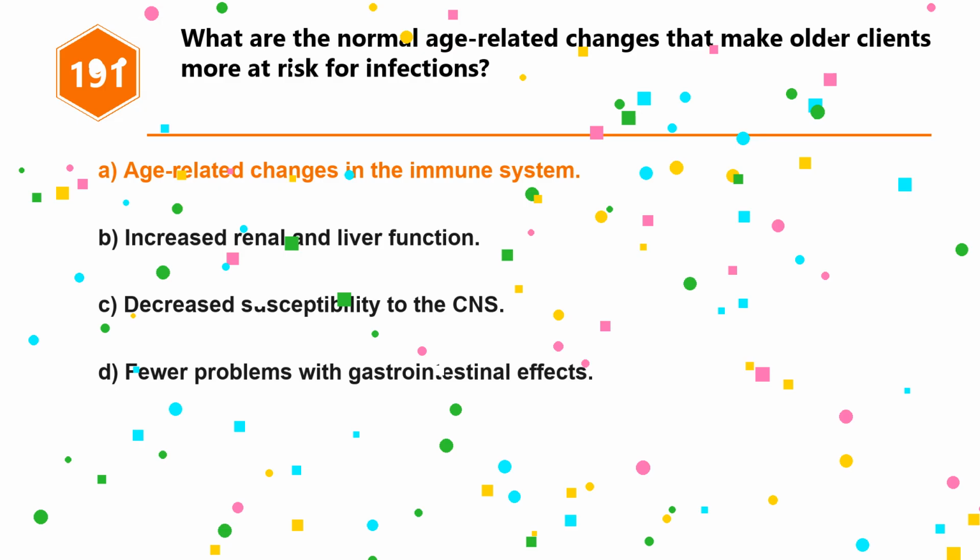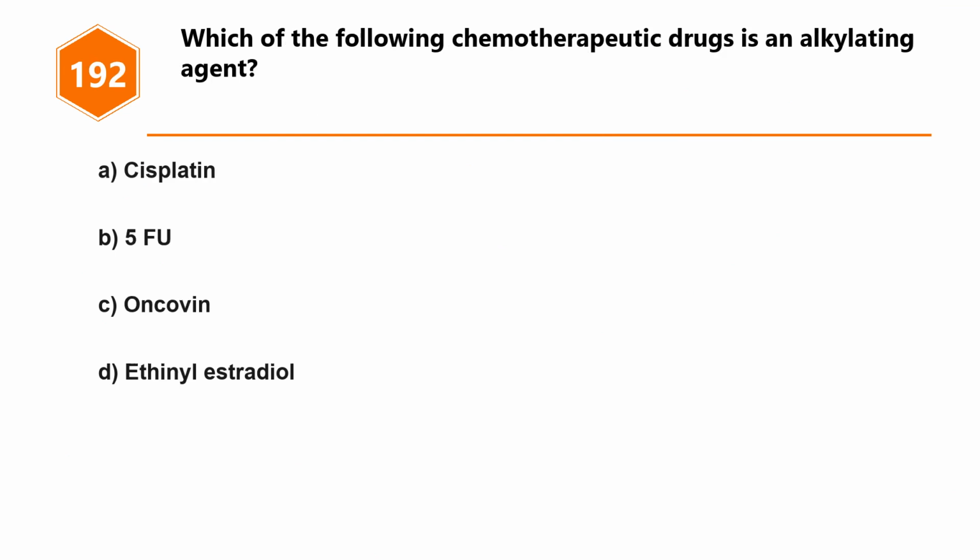The correct answer is option A. Age-related changes in the immune system. Question 192. Which of the following chemotherapeutic drugs is an alkylating agent? Option A, cisplatin. Option B, 5-FU. Option C, oncovin. Option D, ethinyl estradiol.